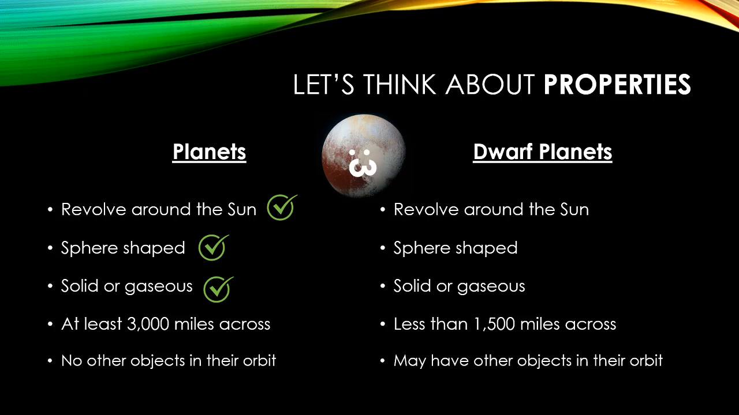Planets tend to be at least 3,000 miles across. Well, here we run into a problem. Because if you measure the diameter of Pluto, that means how wide it is from one side to the other, it is less than 3,000 miles across.